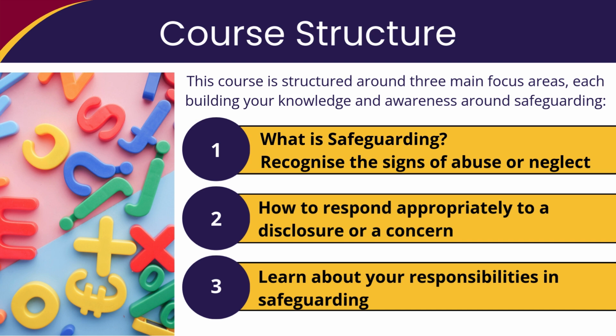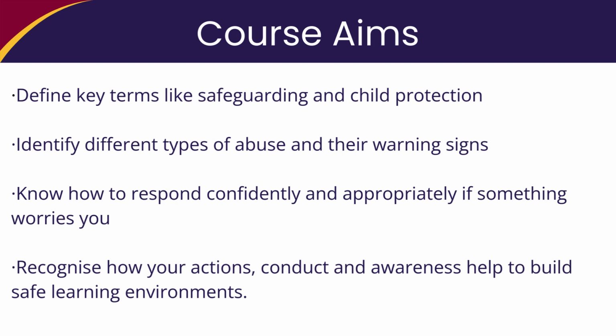The course is structured around 3 main focus areas, each building your knowledge and confidence around safeguarding. We will begin by exploring what safeguarding means, then move on to how to respond to concerns, and finally look at your responsibilities in preventing harm. By the end of this training, you should be able to define key safeguarding terms, recognize different types of abuse and their warning signs, respond appropriately to concerns, and understand how your conduct helps to create safe learning environments.